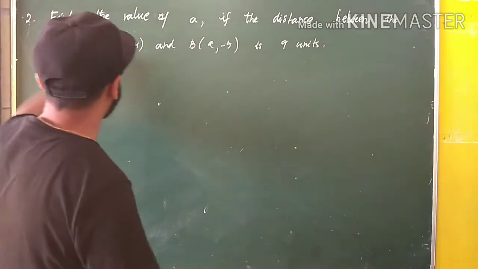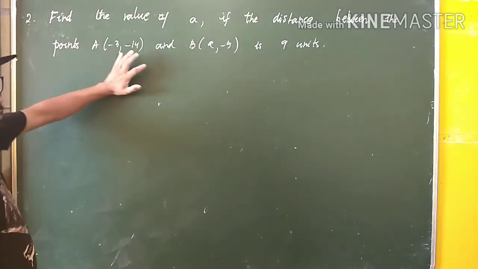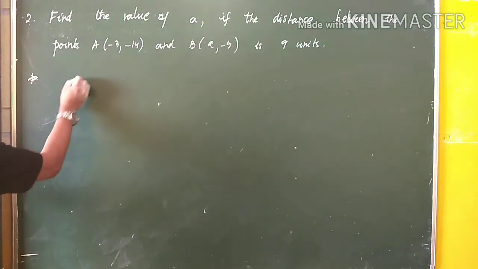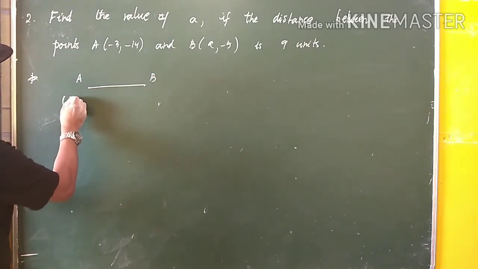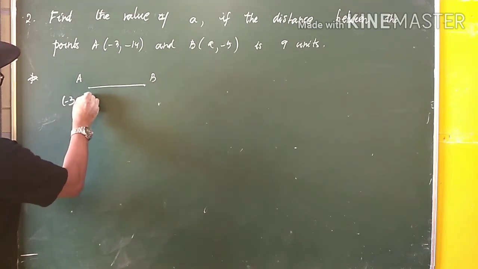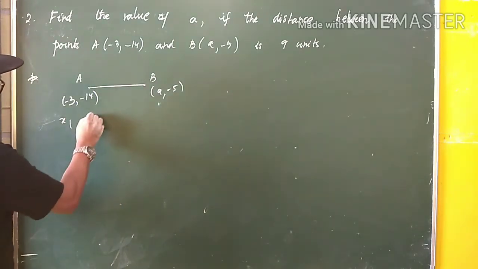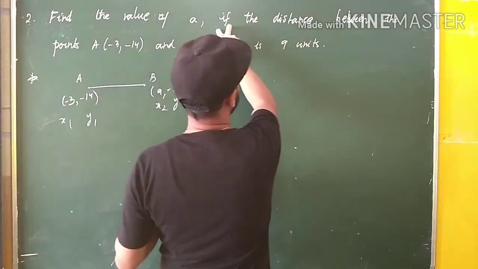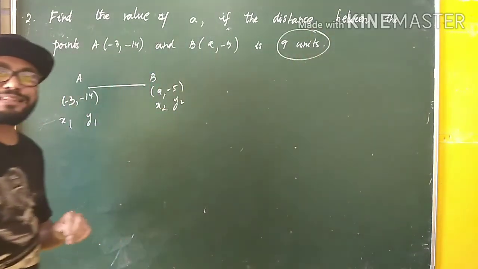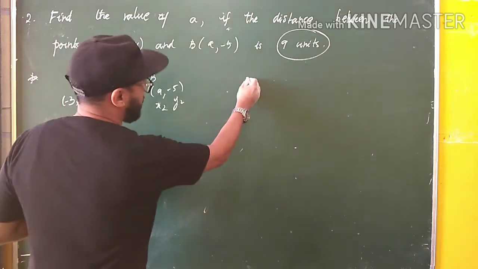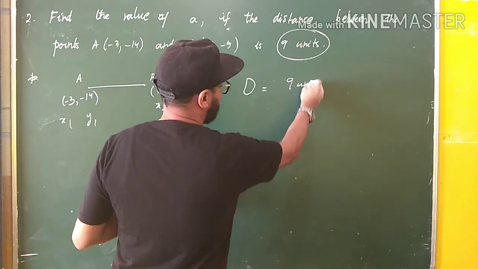Now let's take another example. It says find the value of a if the distance between the two points is given. So point A and point B are given. The coordinates are -3, -14 and a comma -5. So we take them as x1, y1 and x2, y2. The distance between the two points is 9 units. So what is the condition? The condition says that the distance between the two points is 9 units.